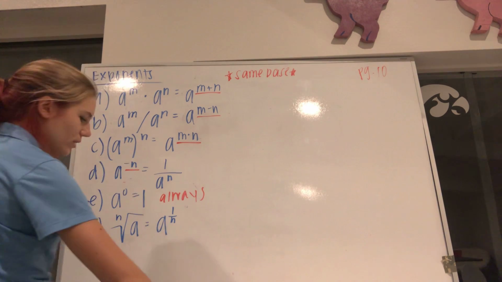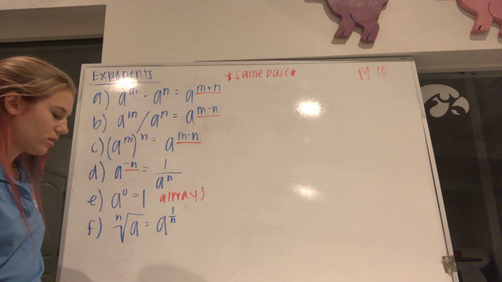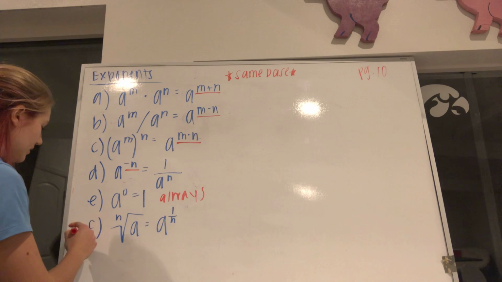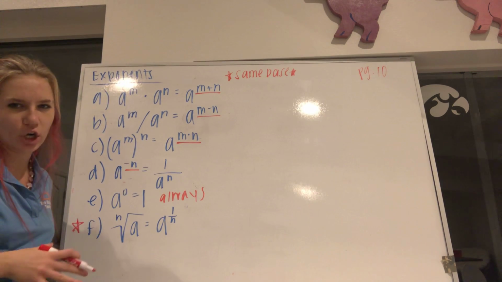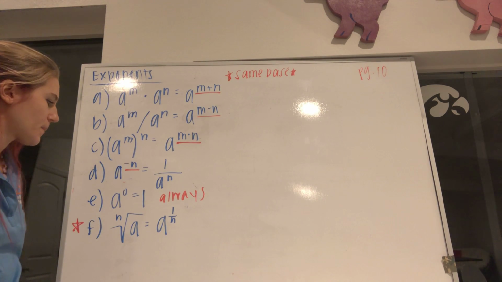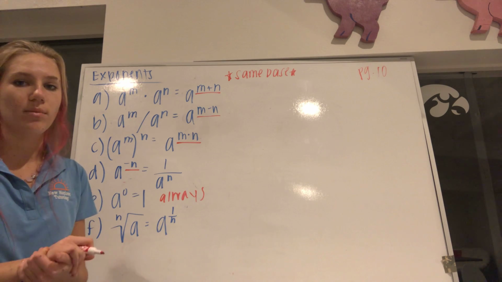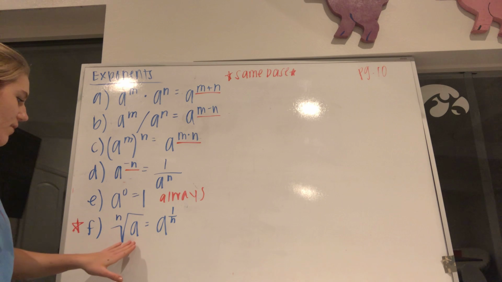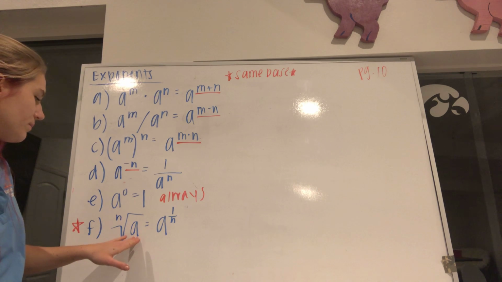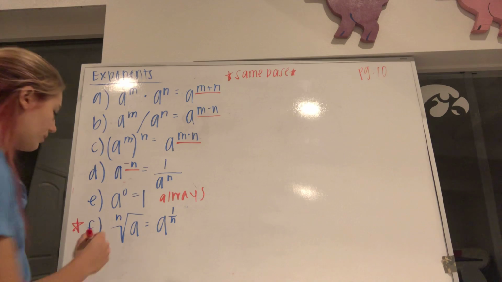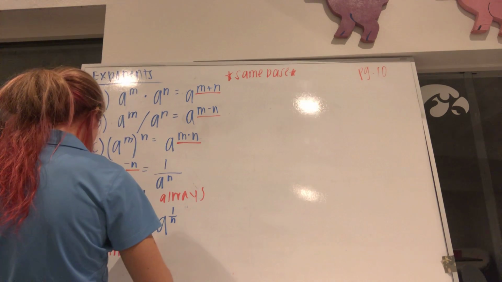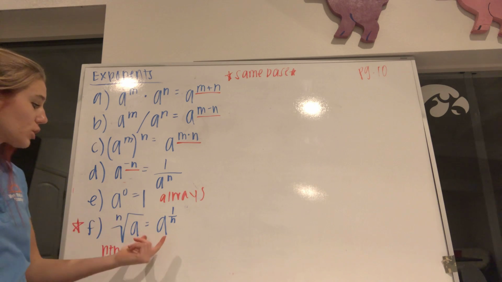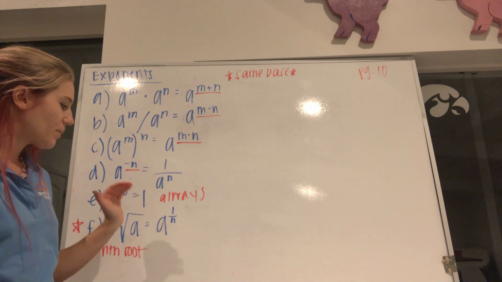Okay, so the last rule that we're going to deal with is rule F. And this one is really important. It is a little bit trickier, but it is super important in solving problems as you get a little more complex. So basically what it says is, if we have a value a here, taken to the nth root, and that's really how you say that, it can also be written as a to the power of 1 over n.